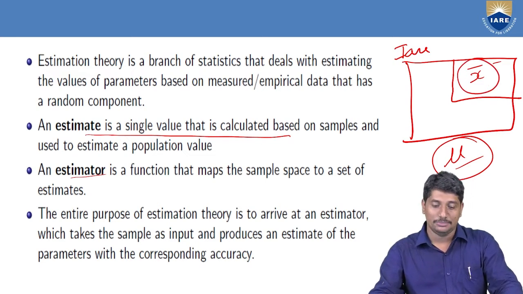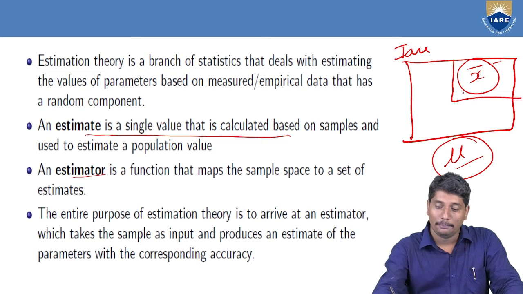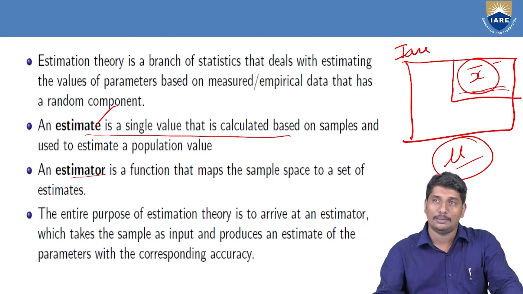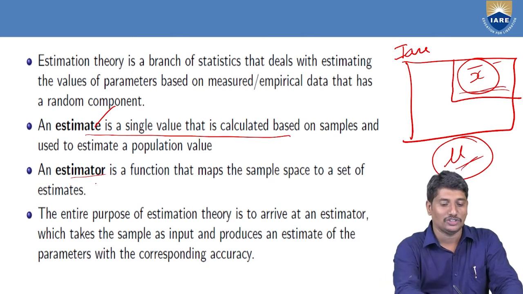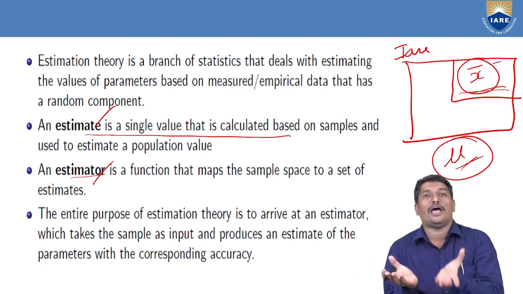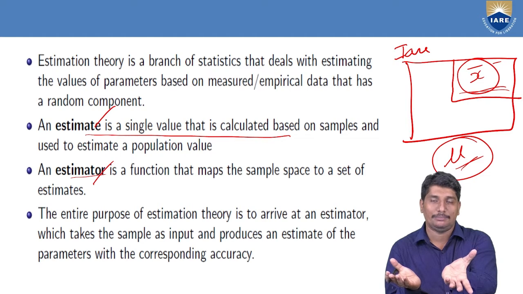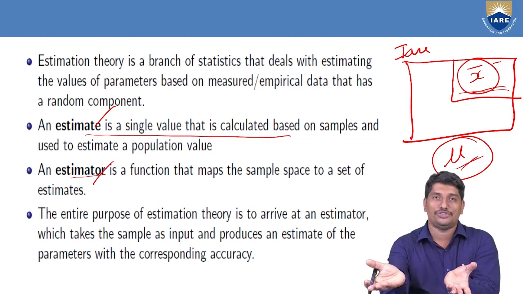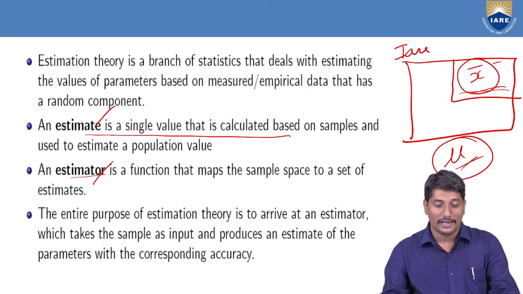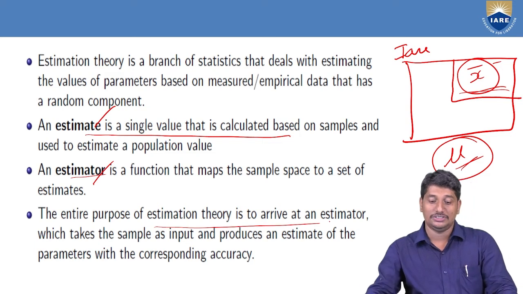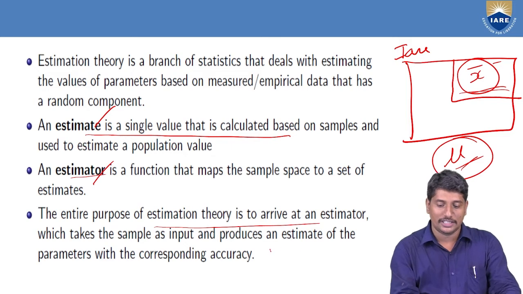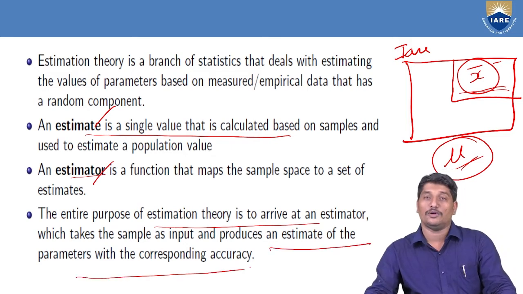This is called estimation, and the value I have obtained based on the sample is called the estimate, and the formula which I am using on the sample to estimate the population parameter is called the estimator. So what is the difference between estimate and estimator? An estimate is the value we have calculated by using the sample data, and an estimator is the formula we apply on the sample to estimate the population parameter. The entire purpose of estimation theory is to arrive at an estimator which takes the sample as input and produces an estimate of the parameters with their corresponding accuracy.